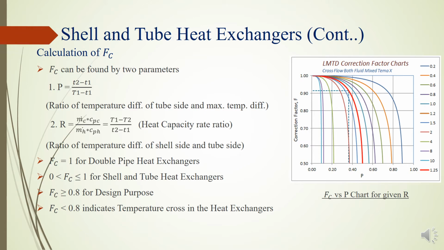By getting P and R, we go through this chart to get the correction factor F. Here, these contours define R, the x-axis defines P, and the y-axis defines F. For double pipe heat exchangers, Fc is equal to 1, and for shell and tube heat exchangers, it is greater than 0 but less than or equal to 1. For design purposes, the correction factor should be greater than or equal to 0.8. When Fc is less than 0.8, it indicates a temperature cross in the heat exchanger.